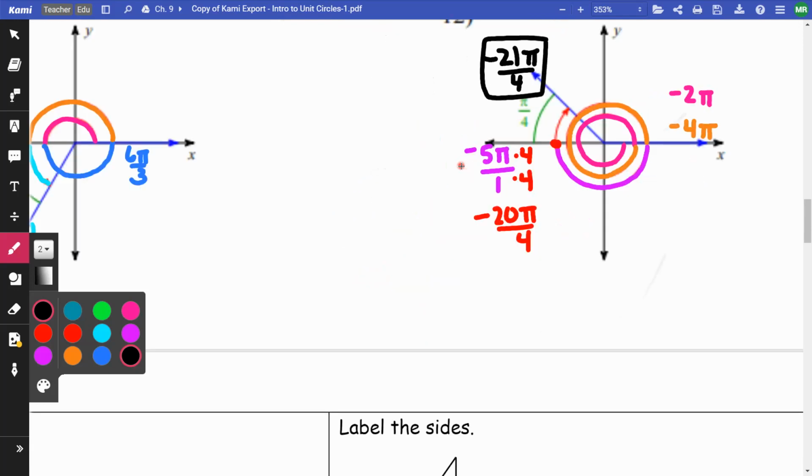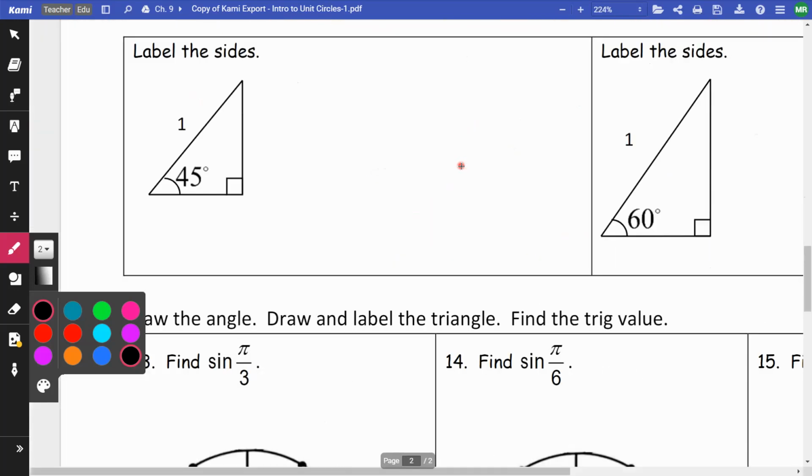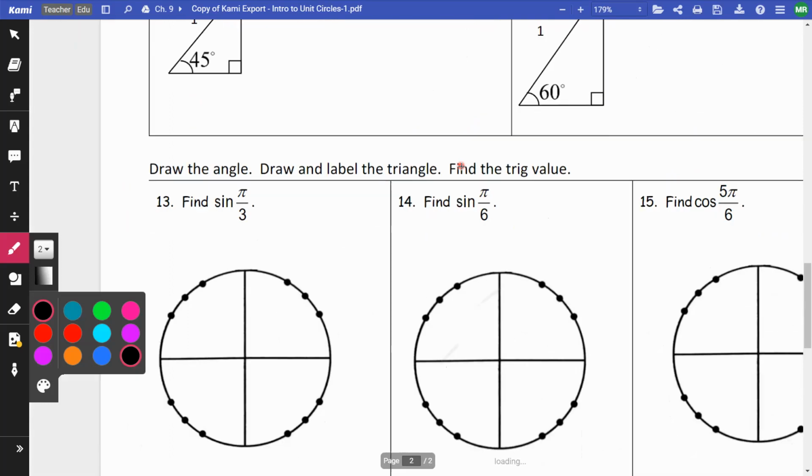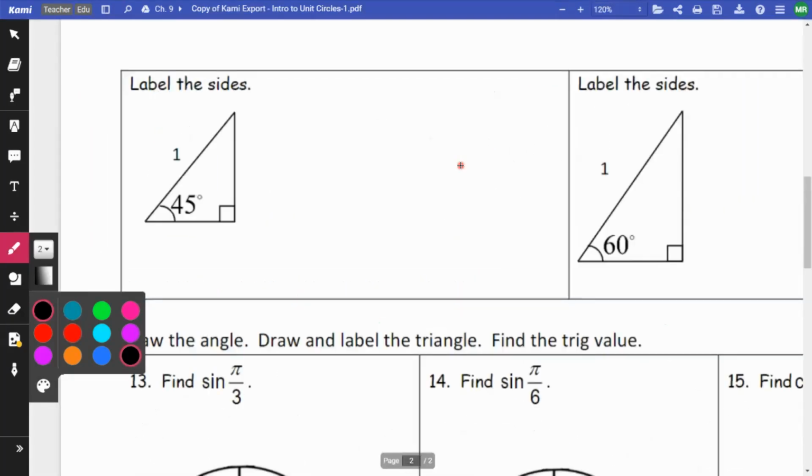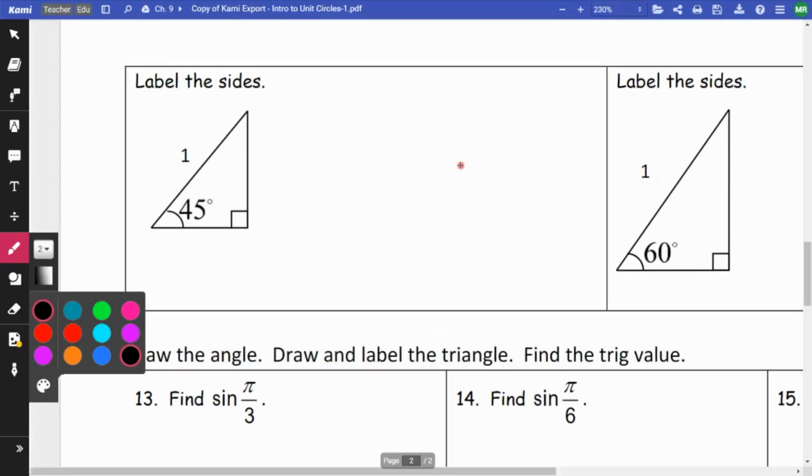On the next section, on these ones here, this one I'm just going to label for us. We drew these the other day on our unit circle. That's a one. This is a root two halves. This is a root two halves. Okay. We did that using the 45-45 the other day in our notes.